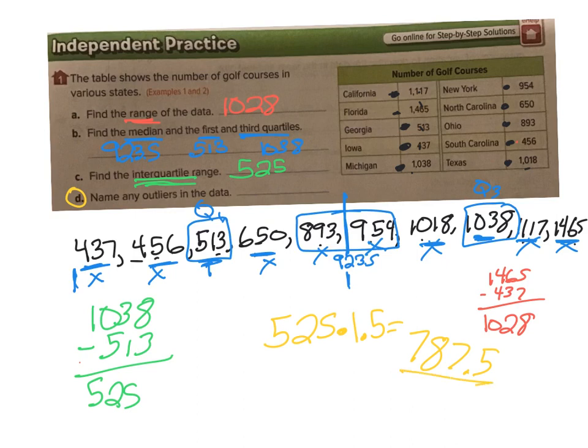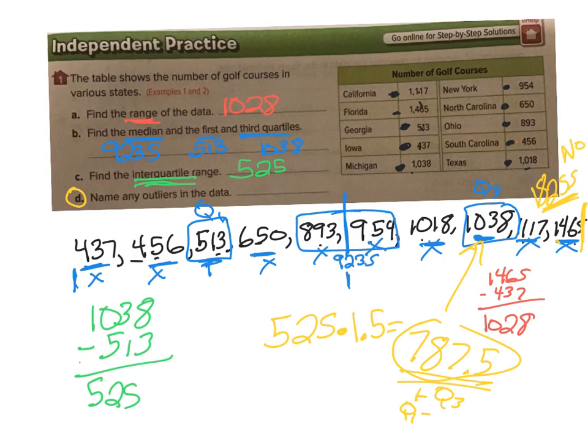Now that's the number I'm going to use. I'm going to add this number to my Q3, and I'm going to take this number away from Q1. Let's go bigger first. So I take this number and I add it to 1038. So plus 1038, that gets me 1825.5. Anything above there is an outlier. Well, my biggest is 1465. Are there any outliers there? No. None on the big side.